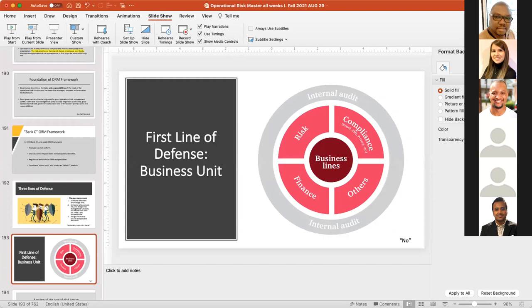So you have a business line, and that could be somebody running Credit Protector. And within the business line, hopefully you have risk people, compliance people, finance people, and other people that would be looking at the risks. And then you have an internal audit function, hopefully, that looks at what the business line is doing.